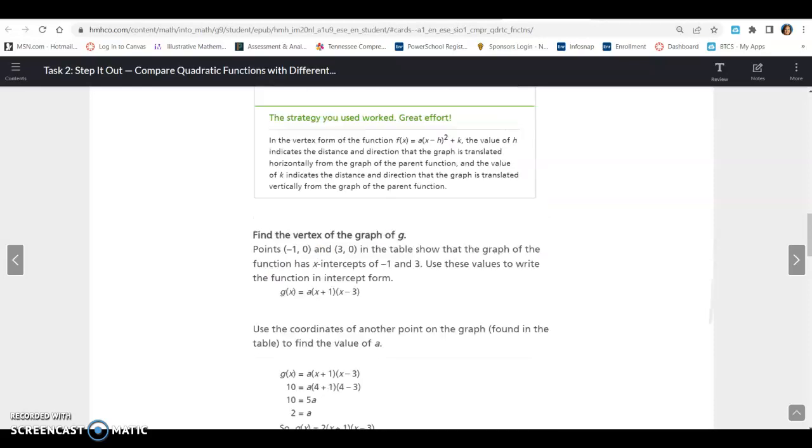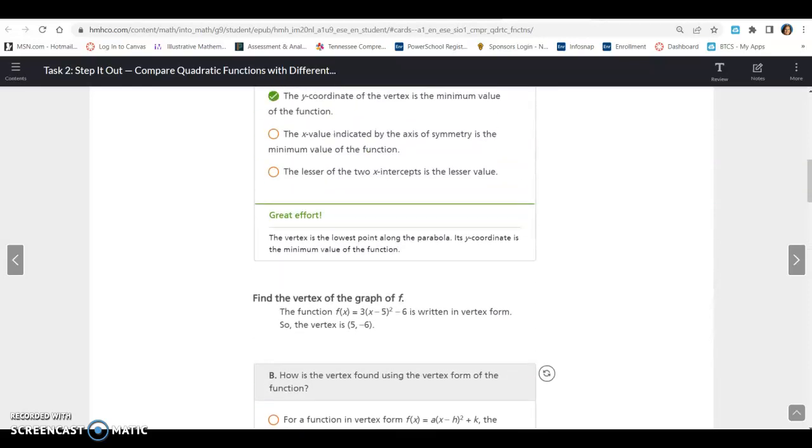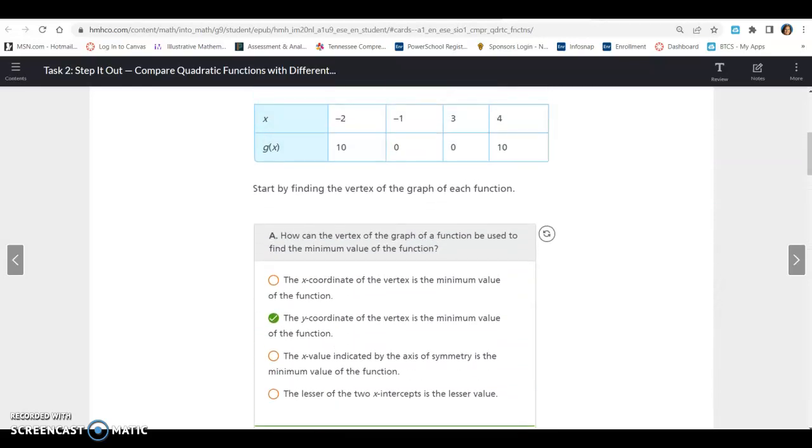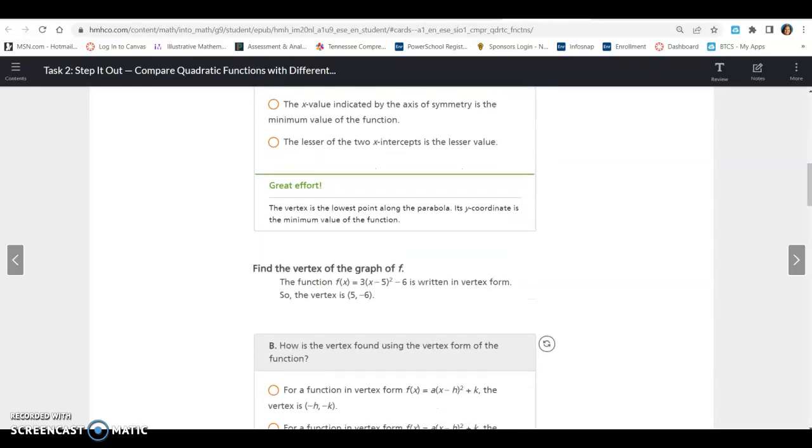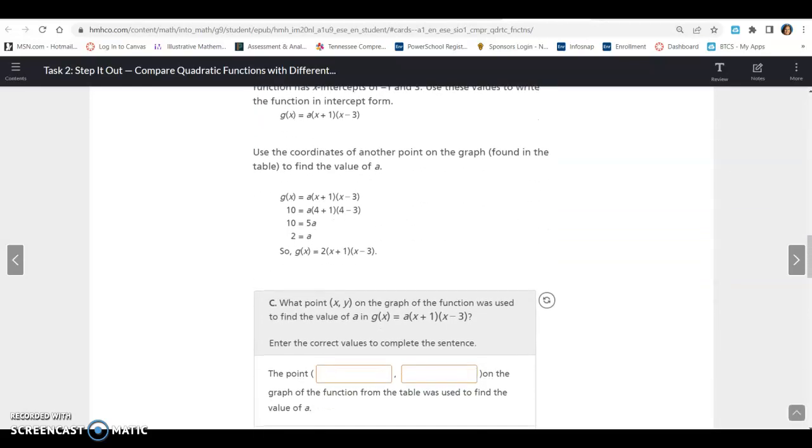So if you look back up here at the table, we know that these are the two intercepts that were used. These are the two intercepts that gave us our two factors. So we can use this point or this point in order to find a. All right, so let's see what they did.